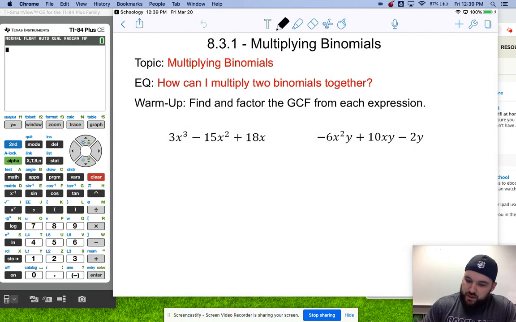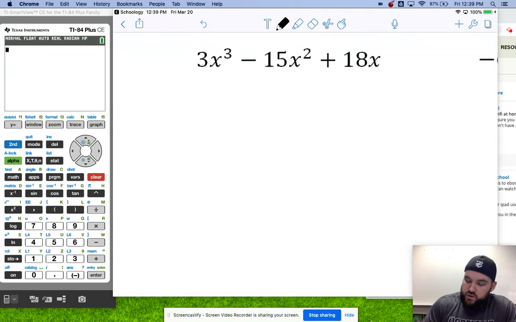So our topic is multiplying binomials. The essential question is how can I multiply two binomials together? And then our warm-up is to find and factor out the GCF from each expression. Okay, so I'm going to start with this trinomial.